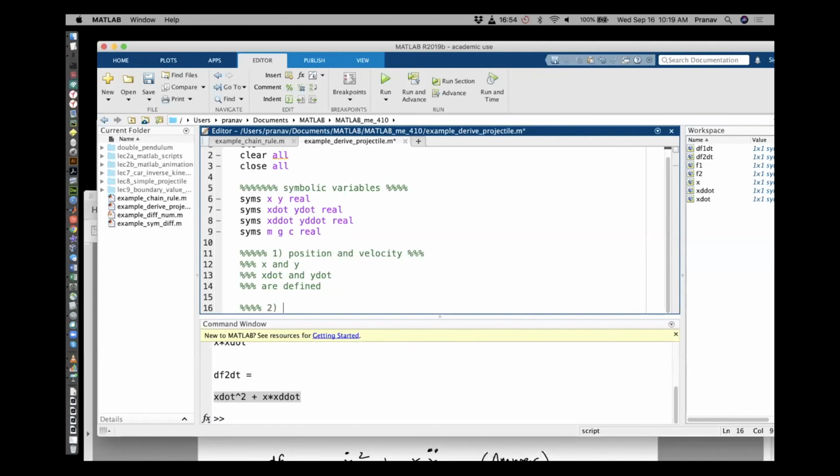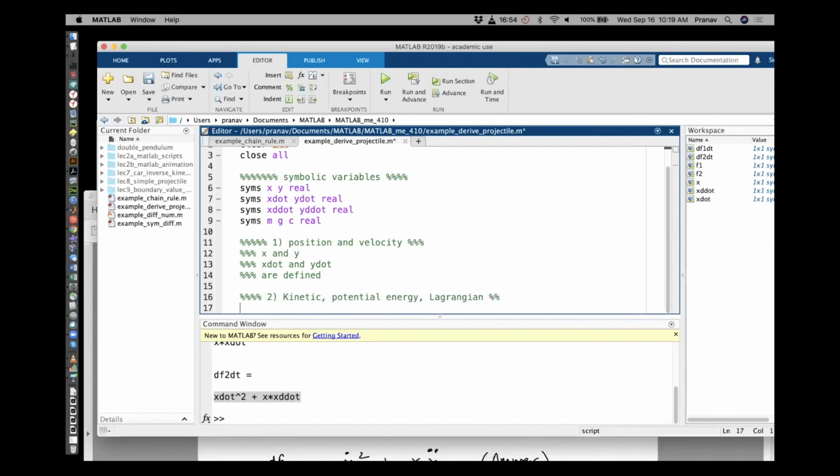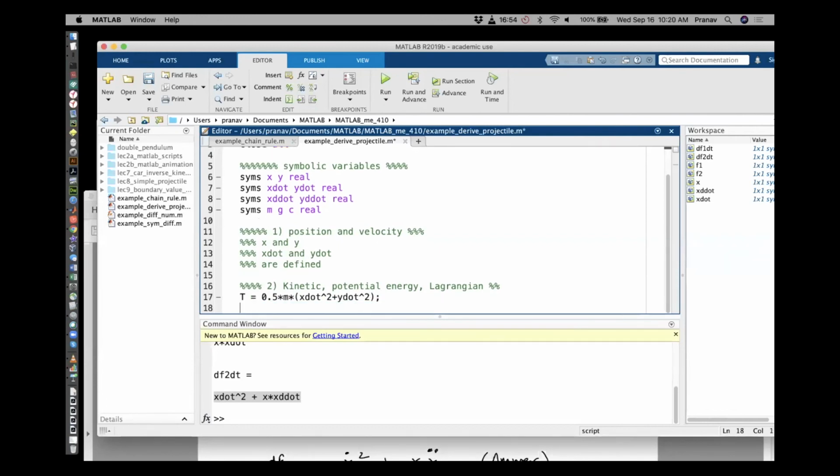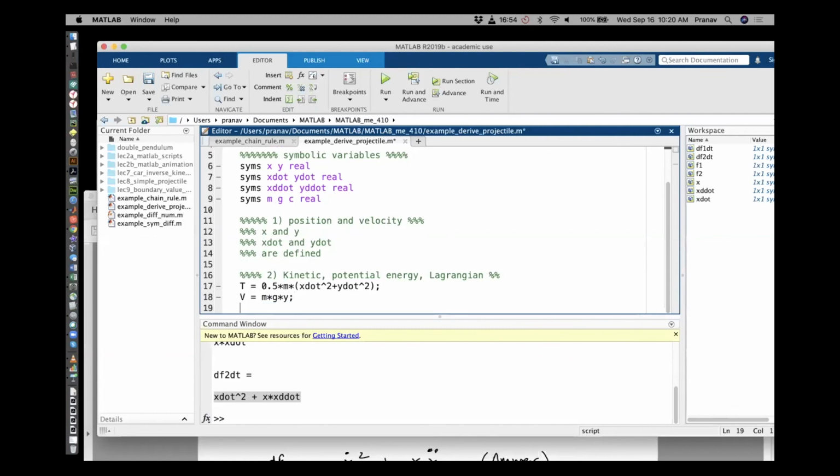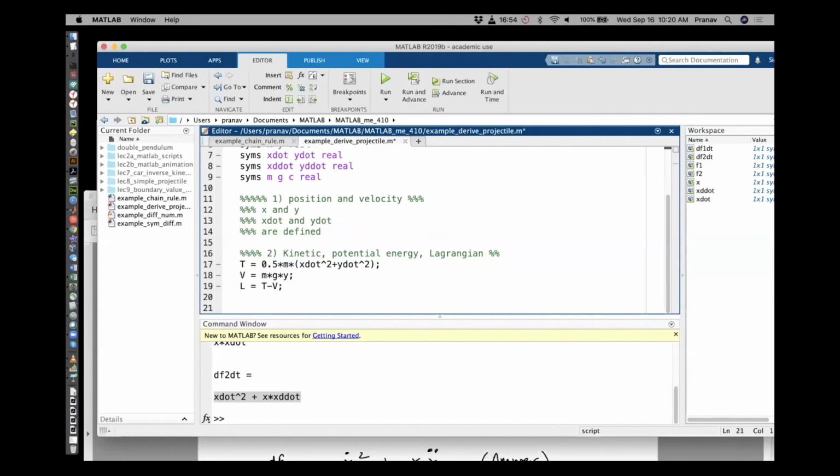The second step is write the kinetic, potential energy, and hence Lagrangian. So this is basically copy paste from the notes. The kinetic energy is 0.5 times mass times velocity square, which is x dot square plus y dot square. Okay. The potential energy V is mass times gravity times height. And then the Lagrangian is the kinetic energy minus potential energy. Okay, so that's step two.